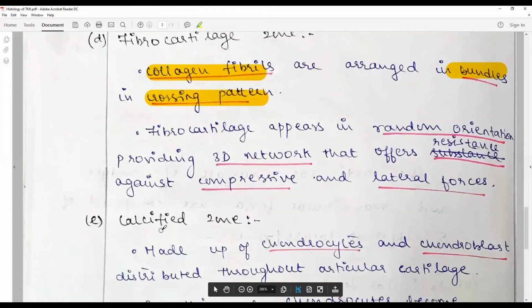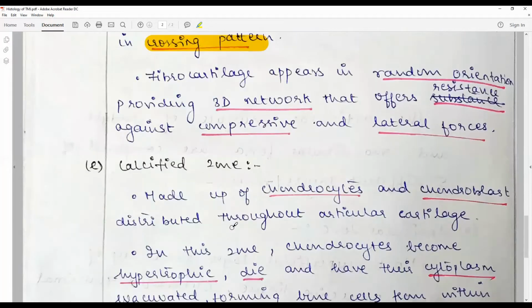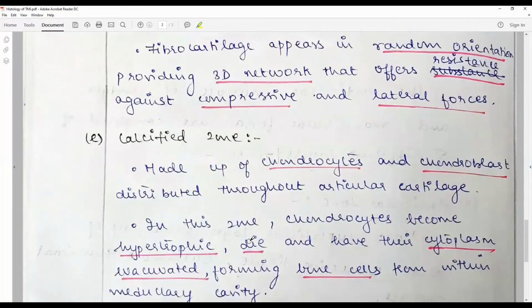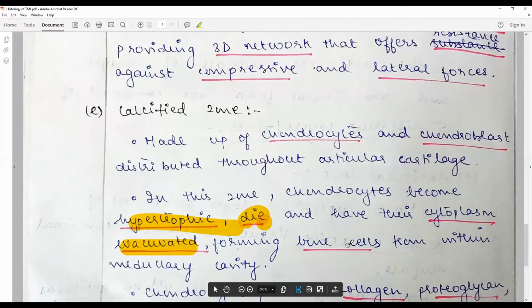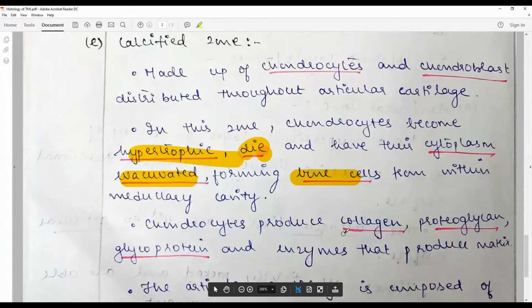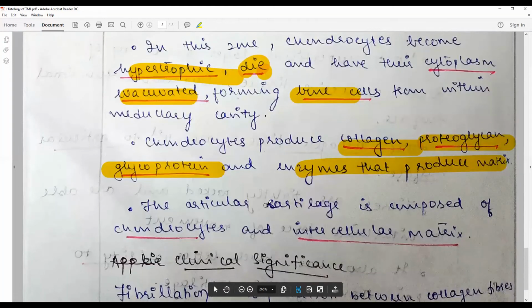Next is the calcified zone made up of chondrocytes and chondroblasts distributed throughout the articular cartilage. In this zone, chondrocytes become hypertrophic, are about to die and have their cytoplasm evacuated, forming resting cells within their medullary cavity. Chondrocytes secrete collagen, proteoglycans, glycoproteins and enzymes that produce matrix. The articular cartilage is composed of chondrocytes and intercellular matrix.